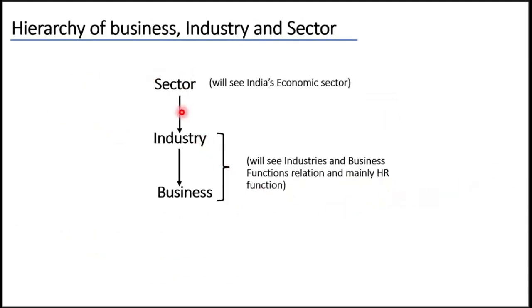When we look at the hierarchy of business, industry and sector, sector is at the high level or the primary one, which refers to the group of industries, and industry is at the second level after the sector, which is a group of similar businesses. And finally, business is at the lowest level, which refers to the exchange of products or services for money.